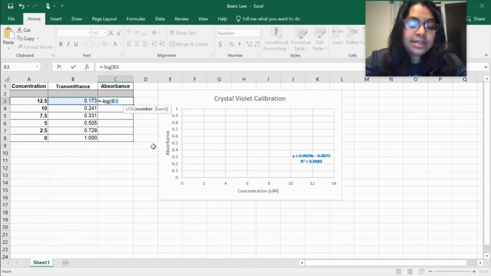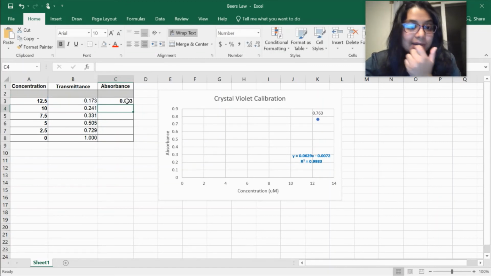You can just select the cell. You can do exactly what I'm doing on Google Sheets. So you type equal, negative log, parentheses, you click the cell. So the cell name is B3, it's in column B in the third row, so B3. Then you close your parentheses and you hit enter, and it'll calculate your absorbance for you.